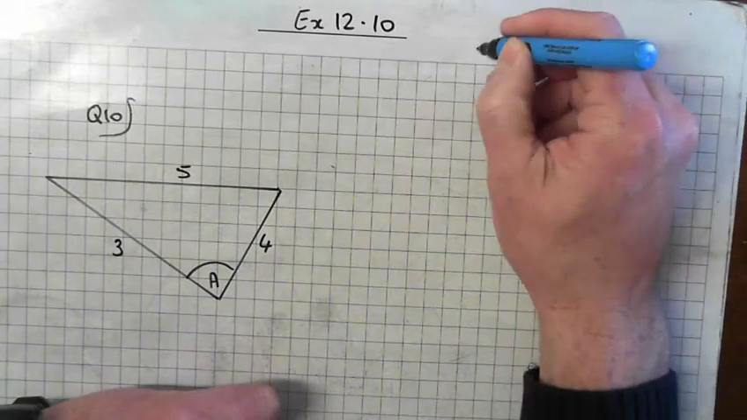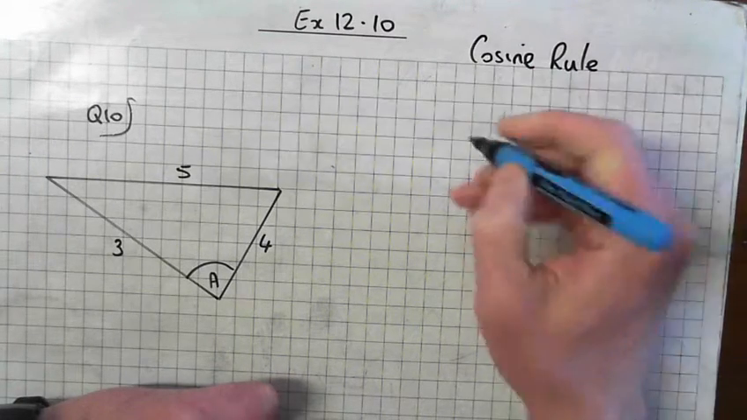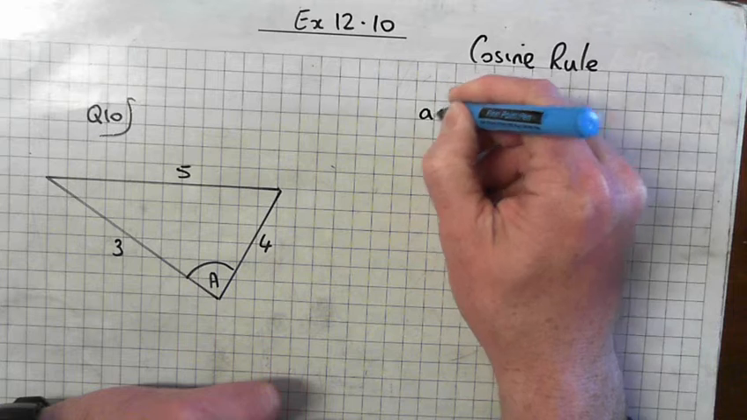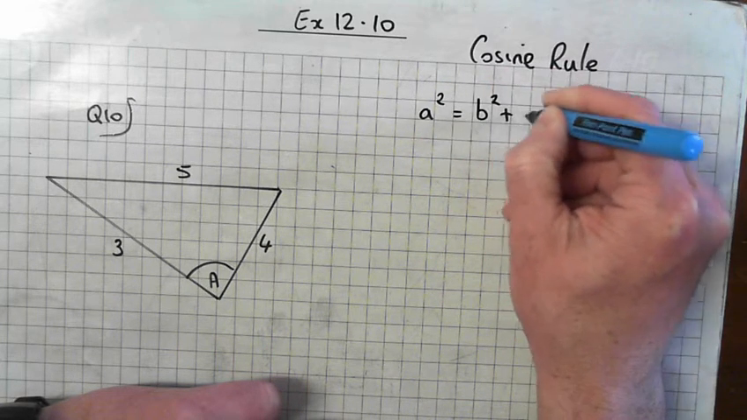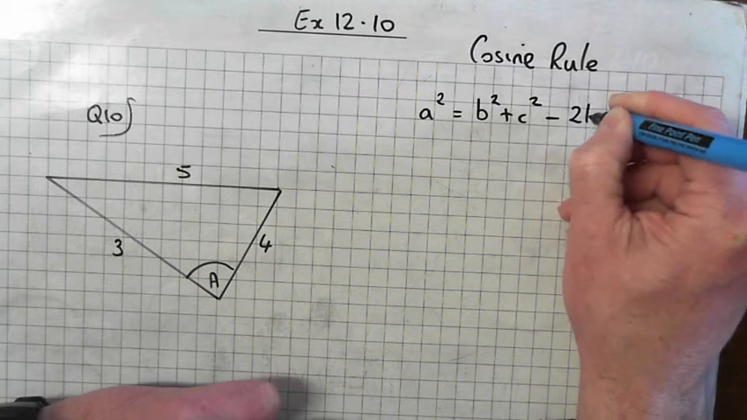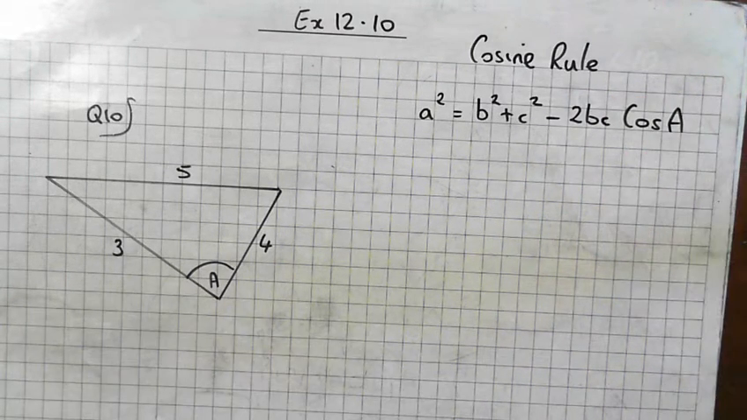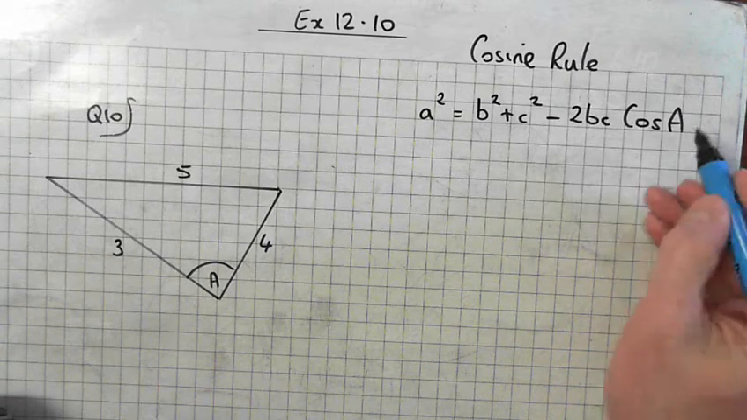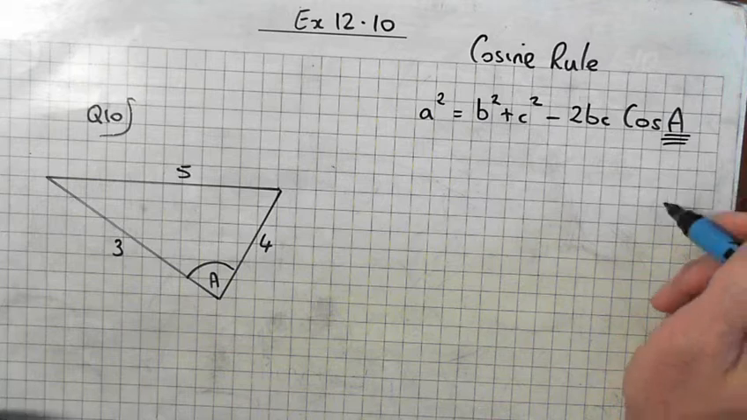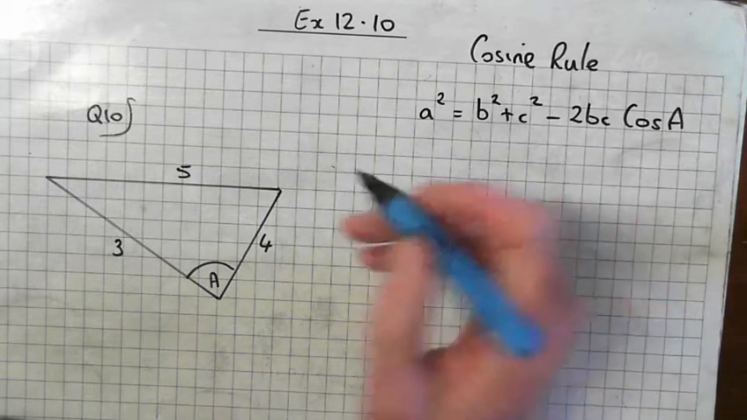Right, so we're using the cosine rule. The cosine rule is a squared is equal to b squared plus c squared minus 2bc cos A. Just pay attention. All you have to do is fill in the formula really. We're looking for a, this is the bit that we're looking for. So just fill it in.